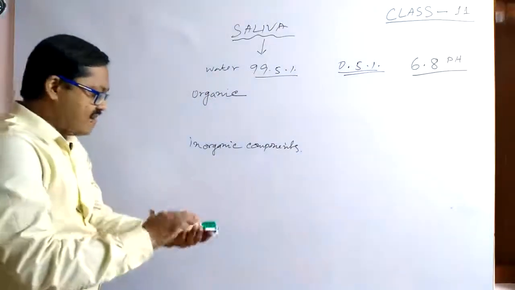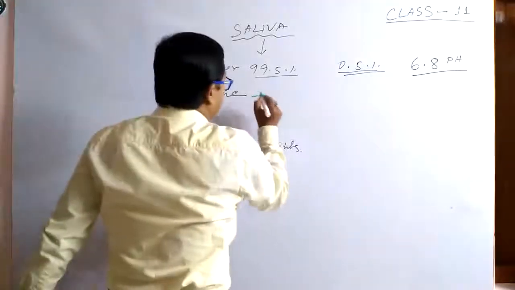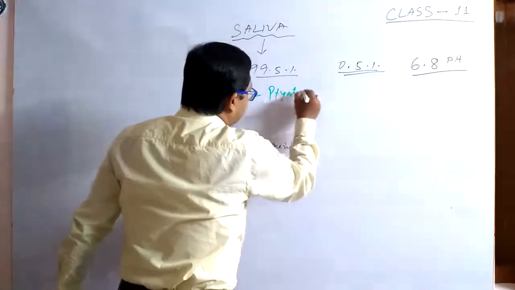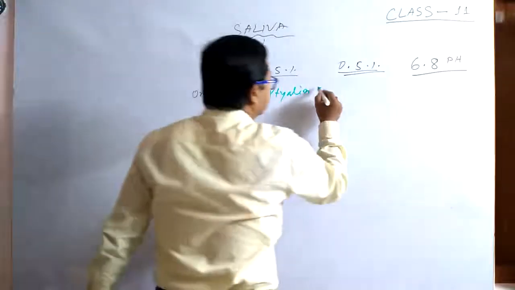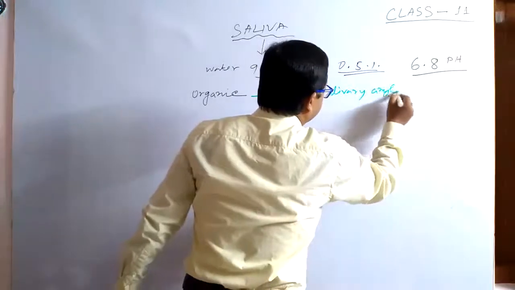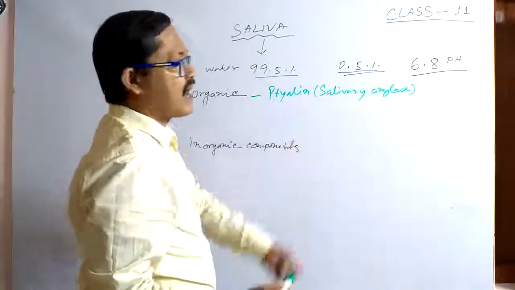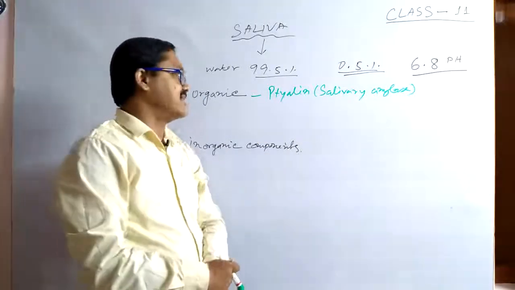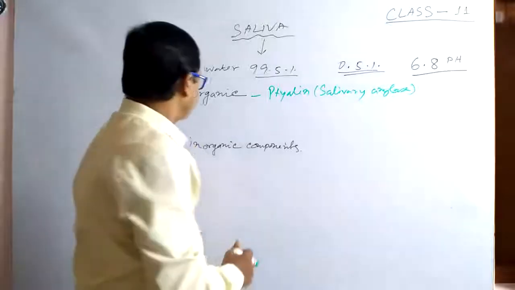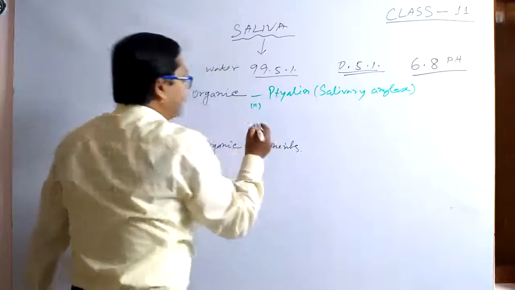The main organic component is salivary amylase. This is called ptyalin. Ptyalin is a salivary amylase. It is the main carbohydrate digestive enzyme, a boiled starch splitting enzyme. First is ptyalin, second is salivary lipase.